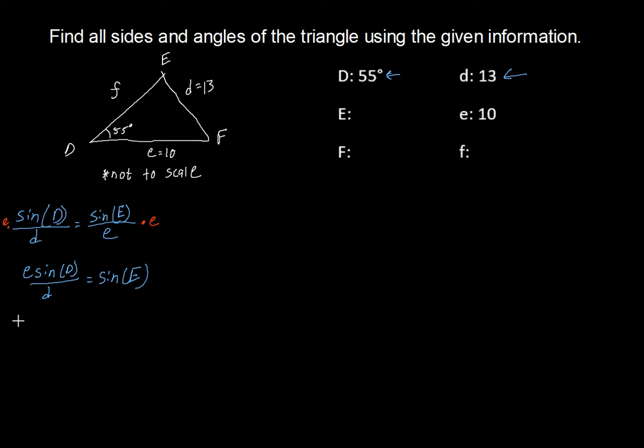So I'm going to go ahead and substitute in. We've got 10 sine of 55 degrees divided by 13 equals sine of E. Now, again, I want to caution you guys, please make sure that you're always writing down both sides of your equal sign. If you don't write down both sides of your equal sign, you end up getting close to making a mistake or just barreling through the problem and not realizing what's wrong.